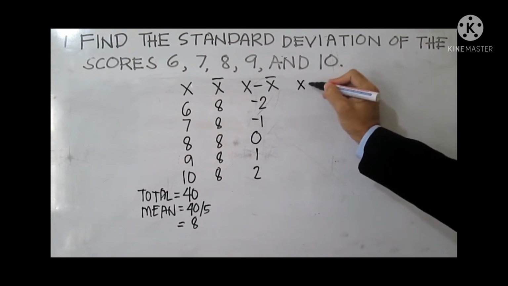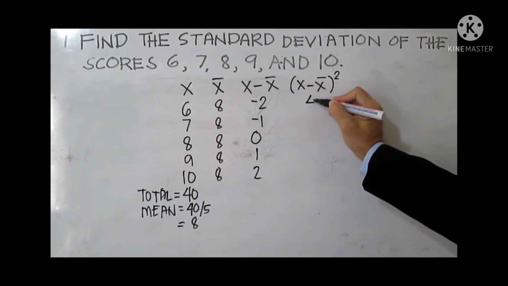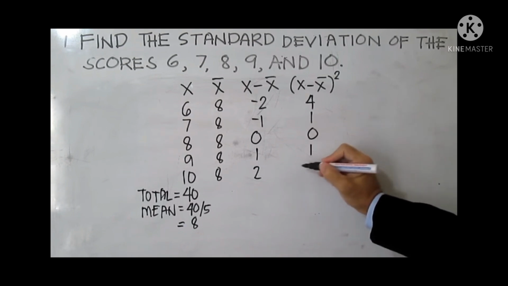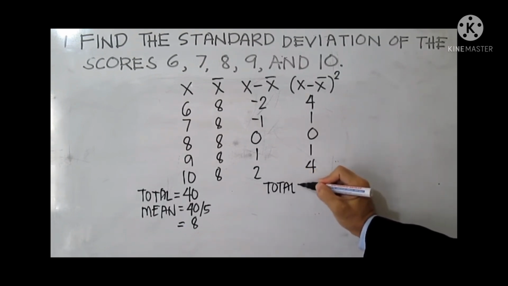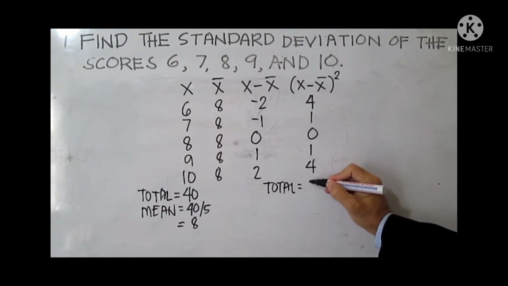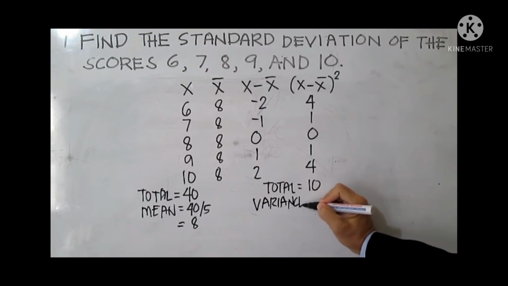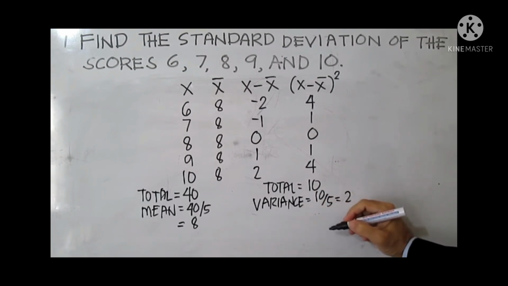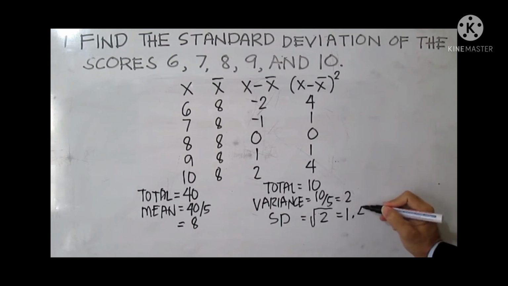Then you square the deviation from the mean. Negative 2 times negative 2 is 4. Negative 1 times negative 1 is 1. This is 0. 1 squared is 1. 2 squared is 4. Again, you find the sum. This is 4 plus 1 is 5, plus 1 is 6, plus 4 is 10. Then find the average: 10 divided by 5 equals 2. Actually, this is your variance. And the square root of your variance is your standard deviation. So the square root of 2 is equal to 1.41.